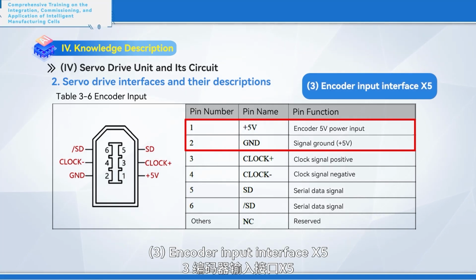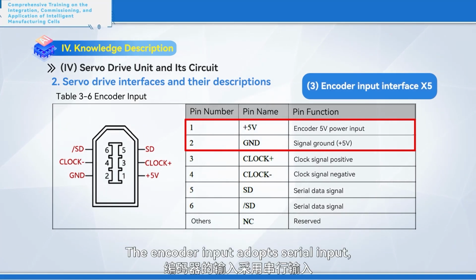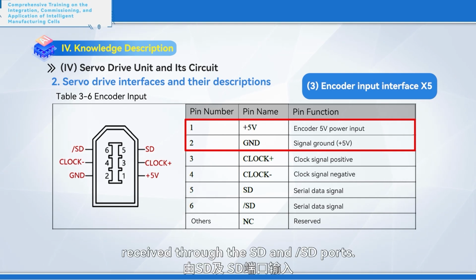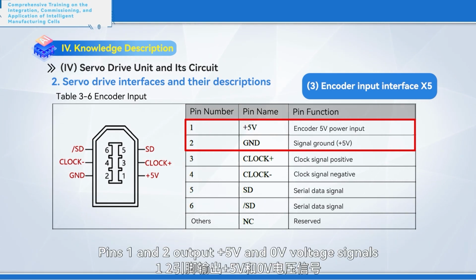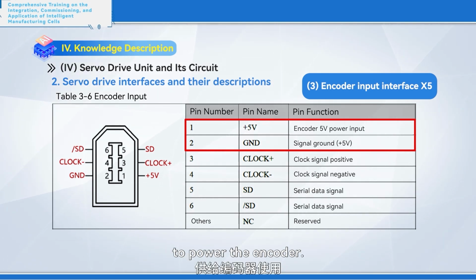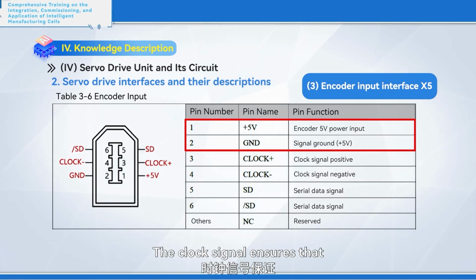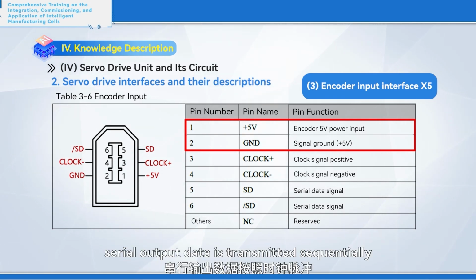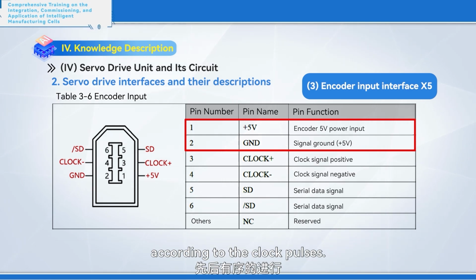3. Encoder input interface X5. The encoder input adopts serial input, received through the SD and /SD ports. Pins 1 and 2 output positive 5 volts and 0 volts voltage signals to power the encoder. The clock signal ensures that serial output data is transmitted sequentially according to the clock pulses.